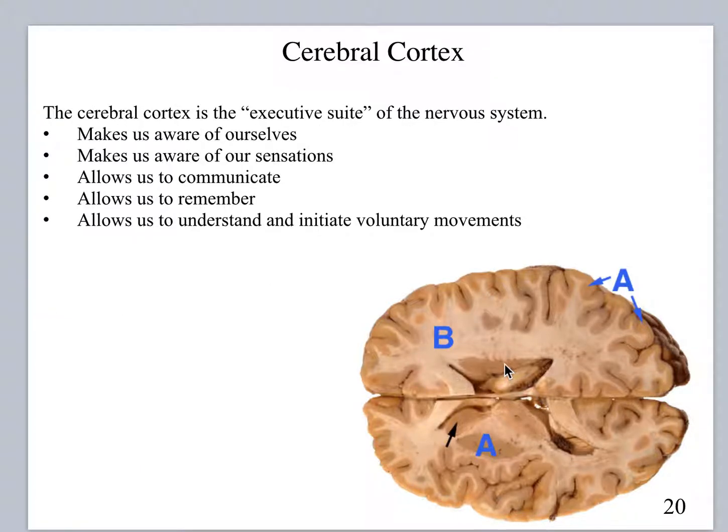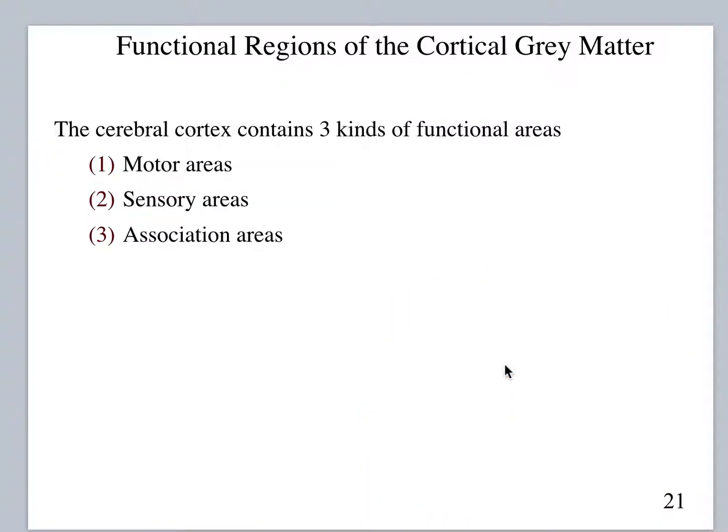The cerebral cortex is the part of the brain that has the executive function of the brain. It makes us aware of ourselves, makes us aware of our sensations, helps us communicate, helps us to remember, helps us to understand and initiate voluntary movements. All that's done from the cerebral cortex. That's the thinking part of the brain as well. The cerebral cortex has three kinds of functional areas. There's motor areas, sensory areas, and association areas.